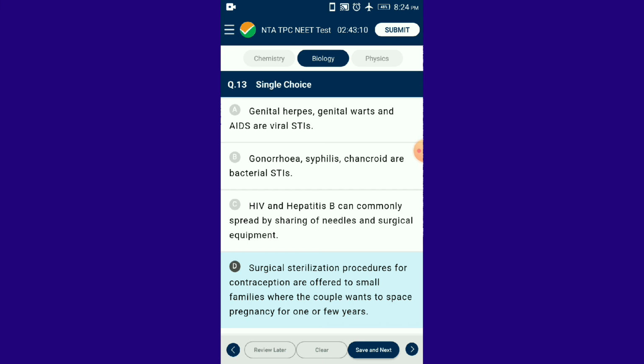Surgical sterilization procedures for contraception are offered to small families where the couple wants to space pregnancy for one or a few years. So that is the incorrect statement.